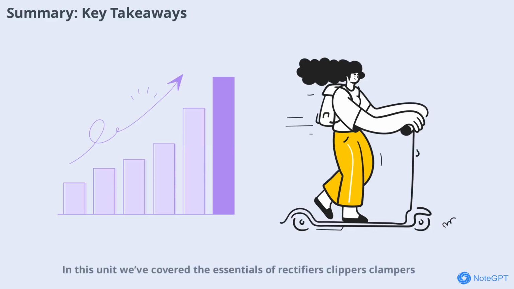In this unit, we've covered the essentials of rectifiers, clippers, clampers, voltage multipliers, amplifiers, oscillators, and integrated circuits. Each component plays a vital role in modern electronics, enabling devices to function efficiently and reliably. Mastering these basics lays the foundation for more advanced study and practical applications.